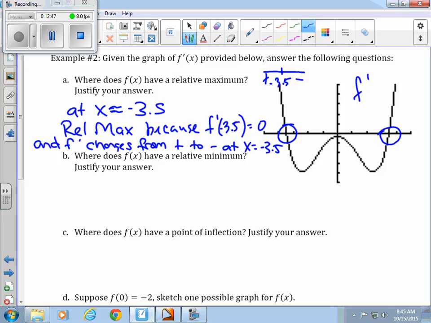Okay, what does the derivative change from over here? So that's like an F prime. Good. So at 3.5 we have a relative minimum. Does everyone agree? Because the derivative changes from negative to positive.